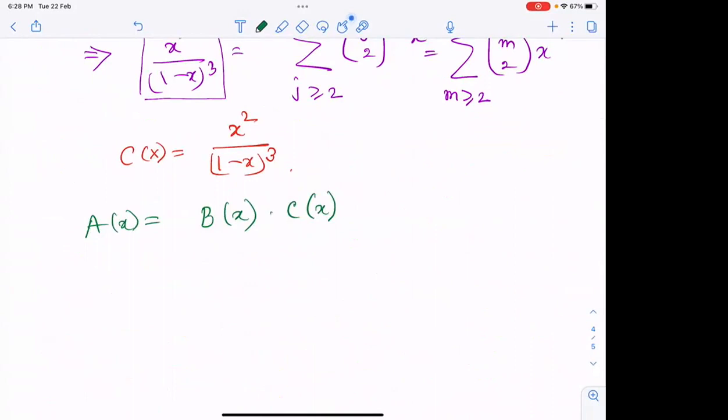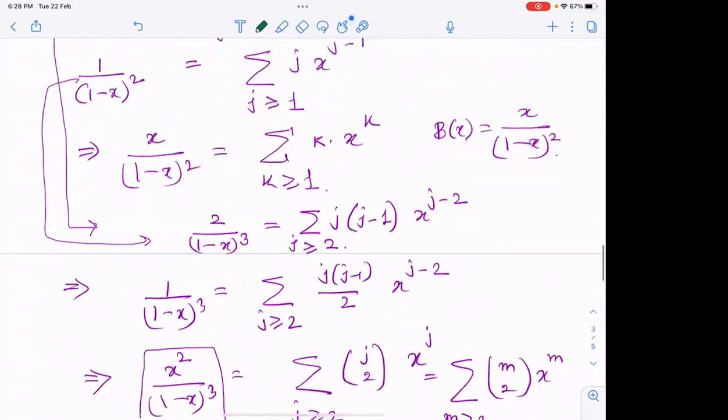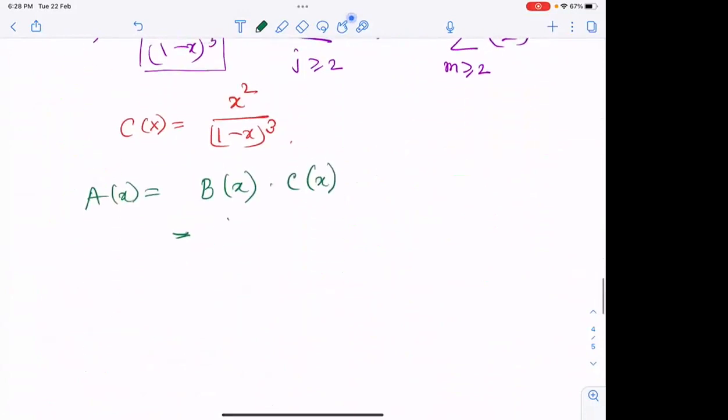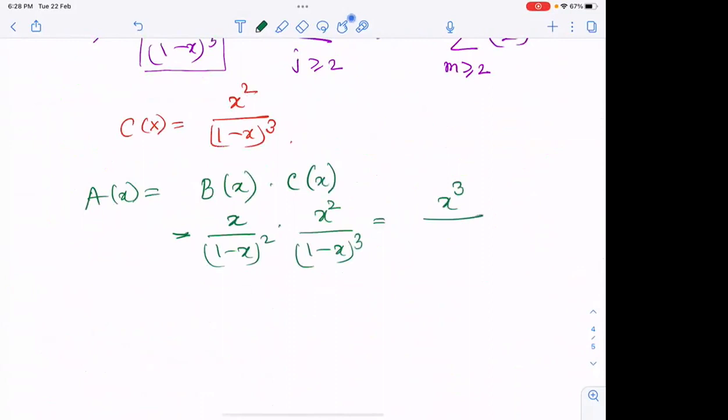And what is the advantage? It gives me an extremely closed form. This is x by 1 minus x squared and x squared by 1 minus x cubed. So this is x power 3 by 1 minus x to the power 5. Now my life is very simple. So now I can find a closed expression for a. How do you find a closed expression for a(x) here? Just use your binomial expansion for negative exponent.